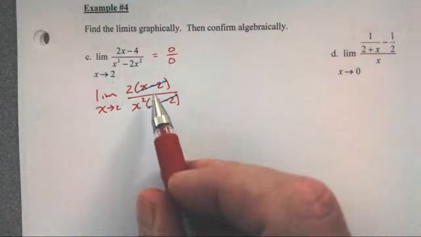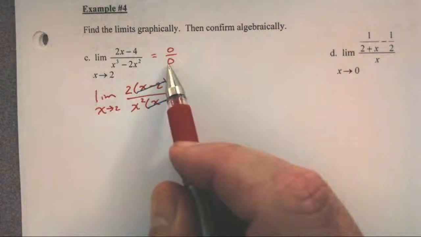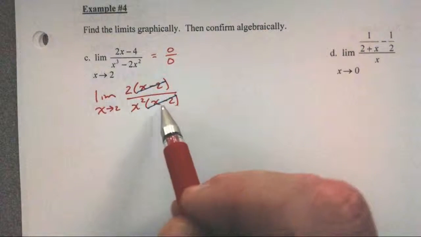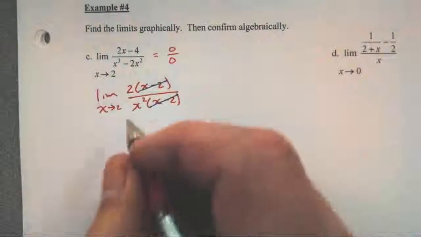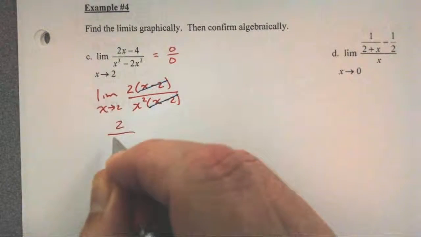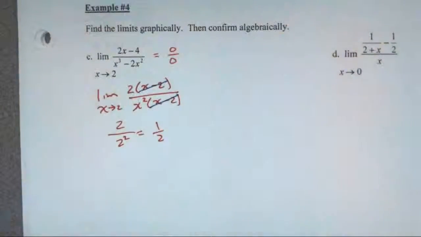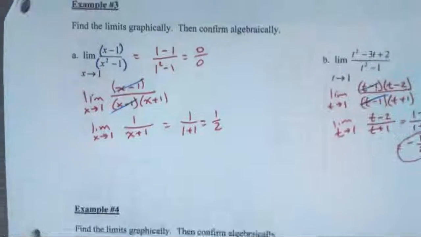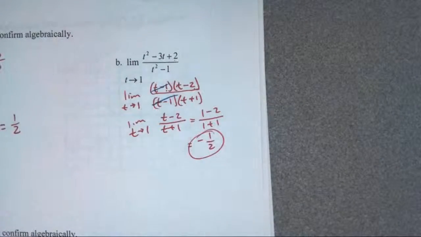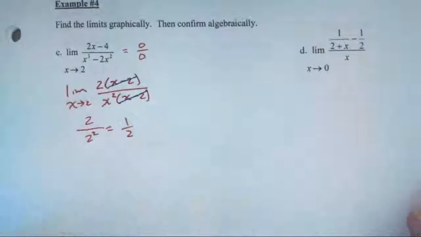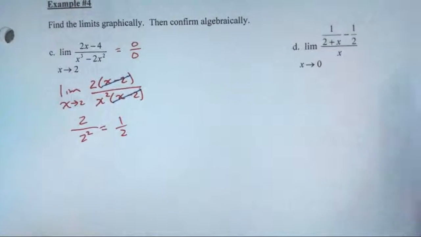We good? We find out 2 gives us 0 and 0. So we know, even though it's easy factoring, we know x minus 2 is a factor of both. Once those are gone, we can try direct substitution. 2 on 2 squared, 1 half. So what we've learned is that all limits are always either 1 half or negative 1 half. Don't take my word for that.